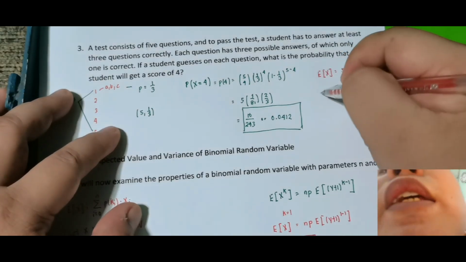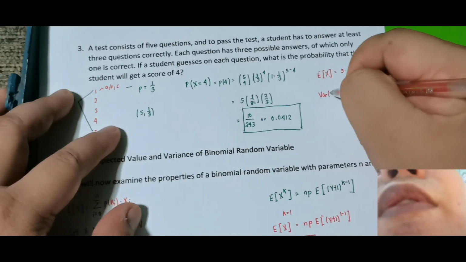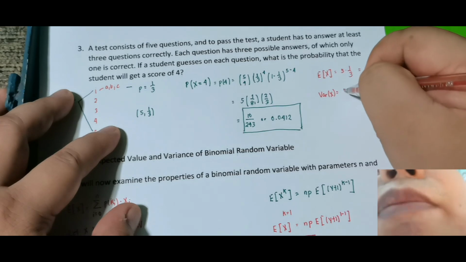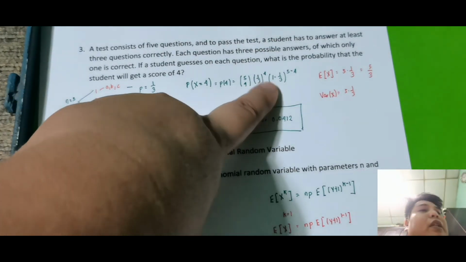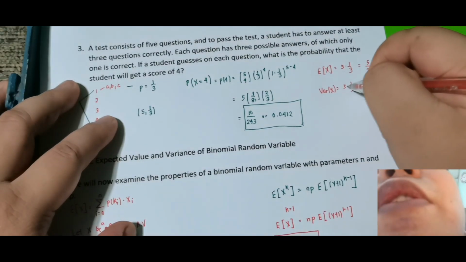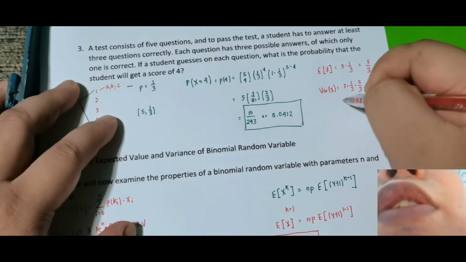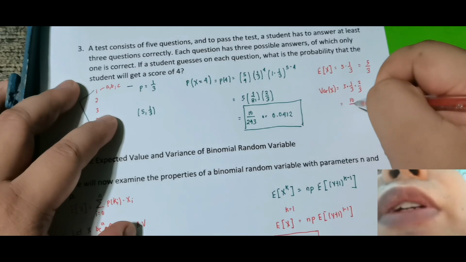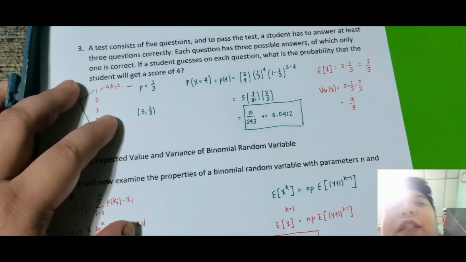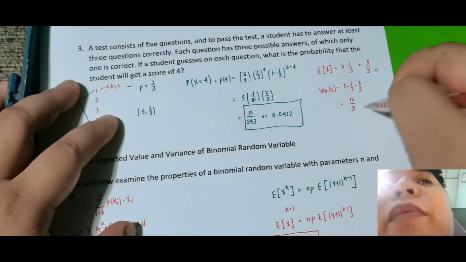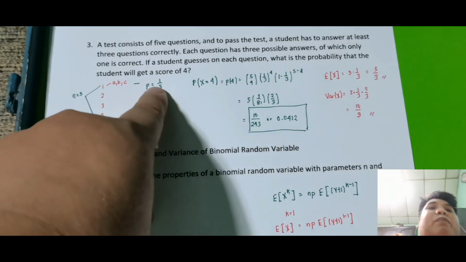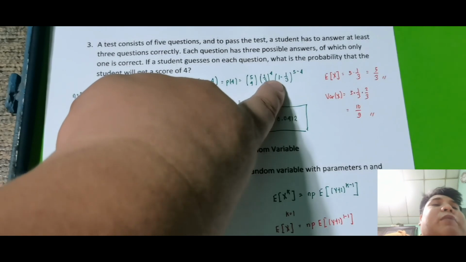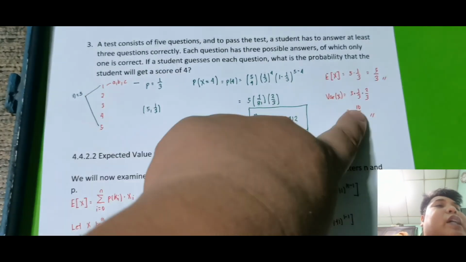Okay, so kung gusto ko kunin yung variance, the variance of x is just 5 times 1/3 times yung probability na magkamali siya is 2/3. So yung failure, this is 2/3. So this is just equal sa 10/9. So ito yung expected value, ito yung variance. So tandaan, again, n is 5, p is 1/3, q or 1 minus p is 2/3. Kaya ganyan yung nangyari. So hoping na nakatulong ito.